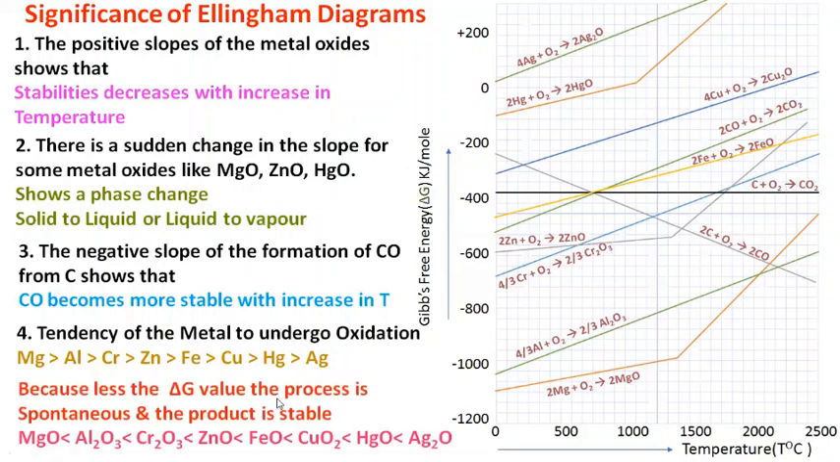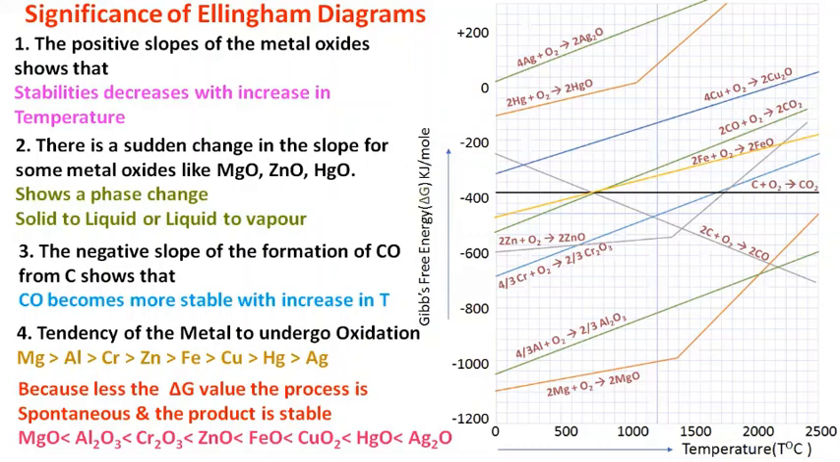Why? Because the less the delta G value, the more the stability. So when the delta G value is less for a process, that process is going to be spontaneous and the product formed is going to be more stable. You can see here how the delta G value is increasing. The delta G value of magnesium oxide is very low. So that is why the tendency of the metal to undergo oxidation is more for magnesium.